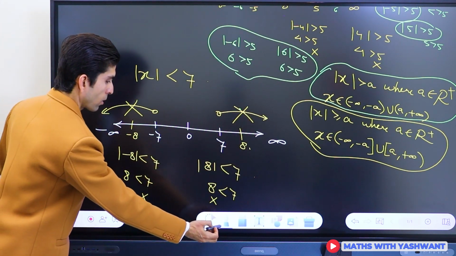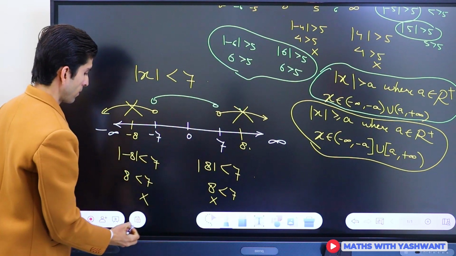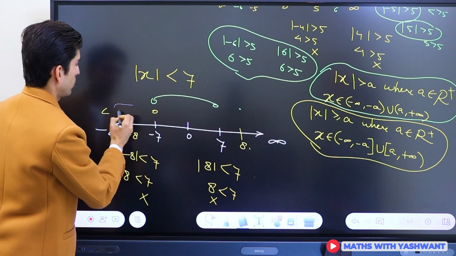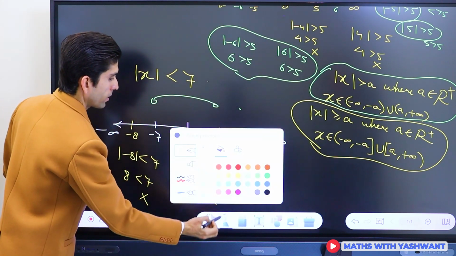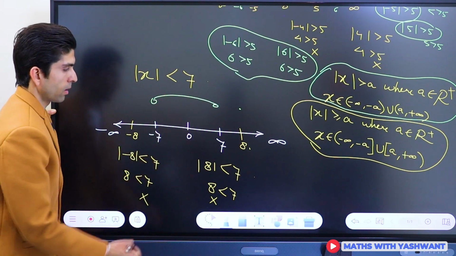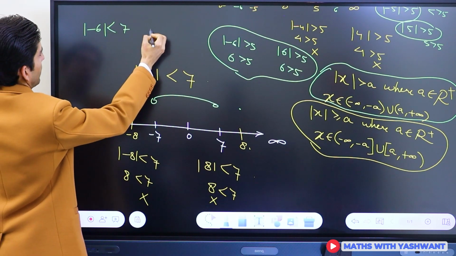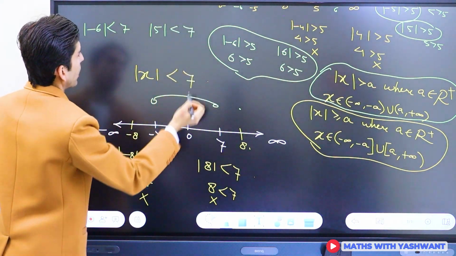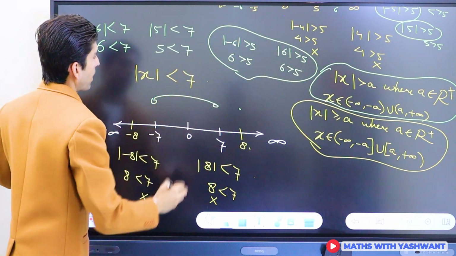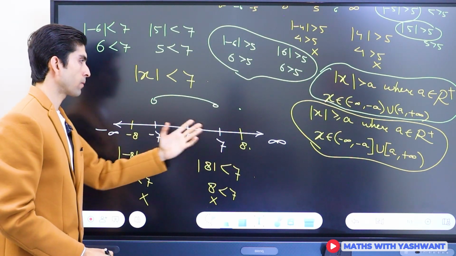Now we are left with this interval only, negative 7 to positive 7, and we'll see what's happening here. If you take any number from this interval, let's say we take negative 6 and we take positive 5, and we put them in the inequality and verify, we see that our inequality is satisfied for any value of x that we have taken from this interval negative 7 to positive 7.